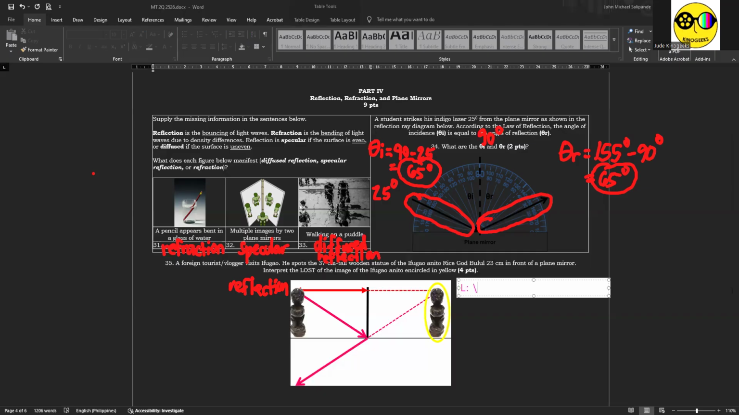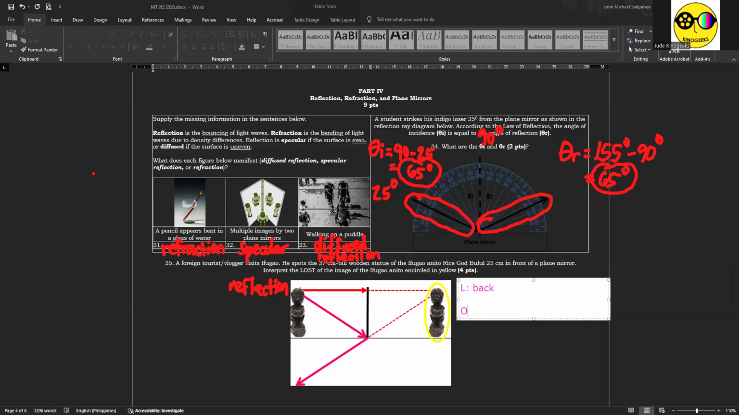So let's start with location or L. For location, we always choose between front or back. And our objects are always located at the front or at the left side. And because the encircled image in yellow is at the right side, therefore the location of the image is at the back of the mirror.